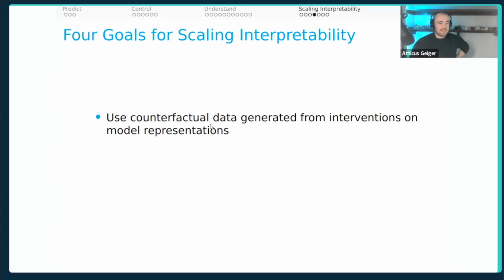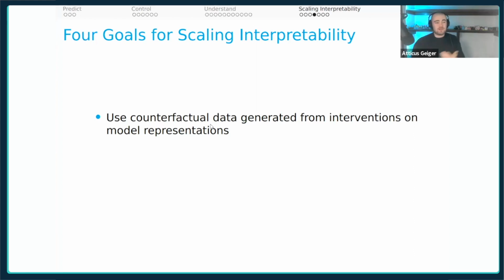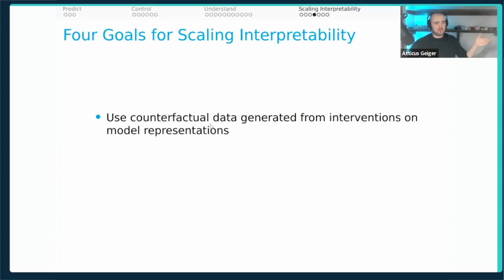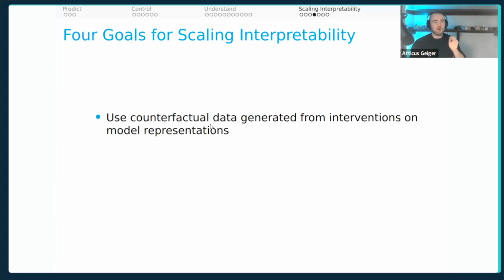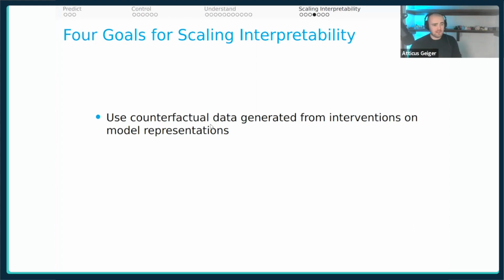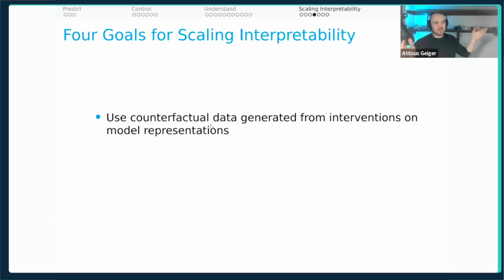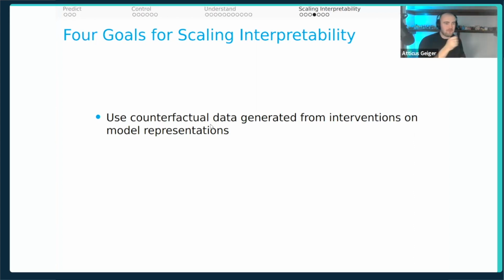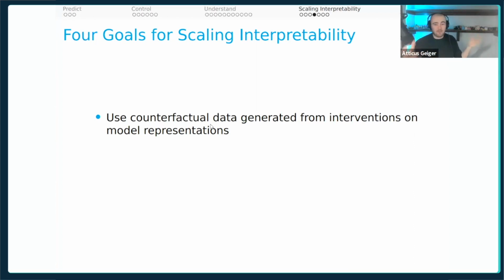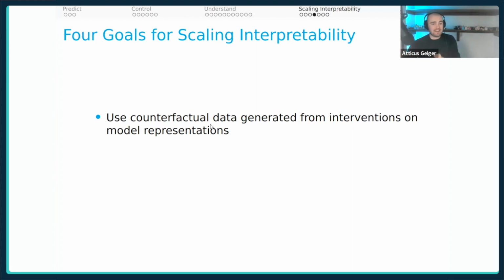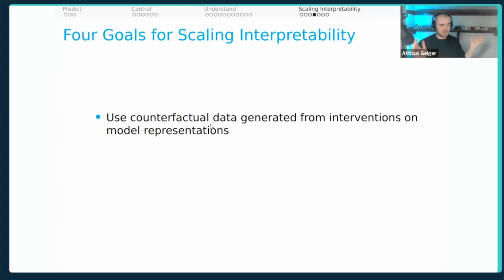So the first thing I want to see out of scaling interpretability is I want us to use counterfactual data when we're doing our scaling efforts. The sparse autoencoders are trained on an observational distribution of model internals. If you want a mechanistic understanding of an object, you should not just observe and then try to reconstruct your observations. You should do interventions and then get the rich data that comes from doing interventions and use that data as a signal to train whatever the object is you're trying to scale up for understanding.